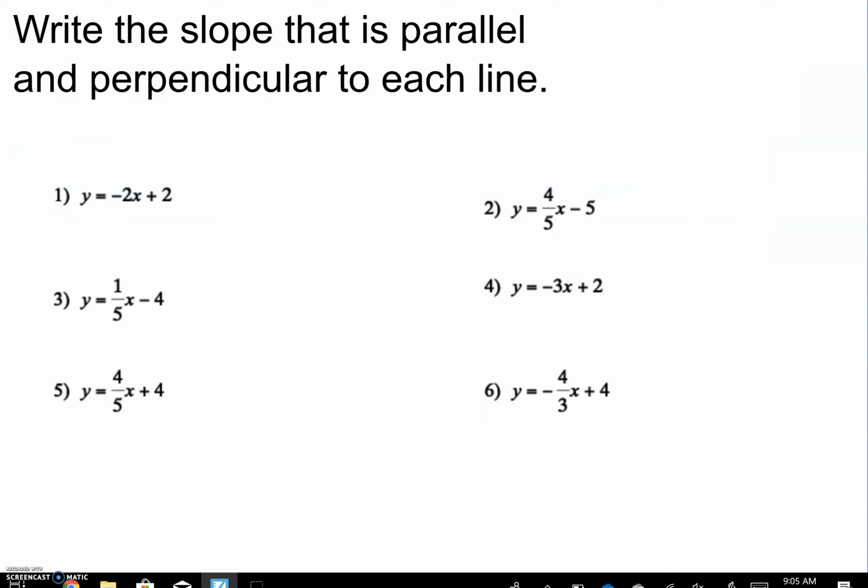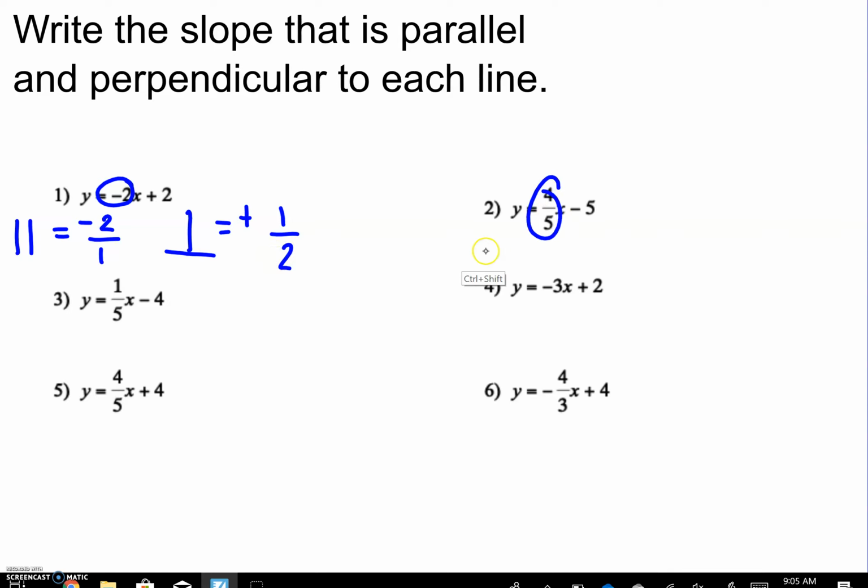Okay, so we're going to write the slope that's parallel and perpendicular to each line. So the first thing you should do is identify what is the slope. So the parallel slope, and remember those lines mean parallel, the parallel slope would be -2/1 because it's the same. The perpendicular slope would be taking this fraction, flipping it, and changing the sign. So it was negative, now it's positive.